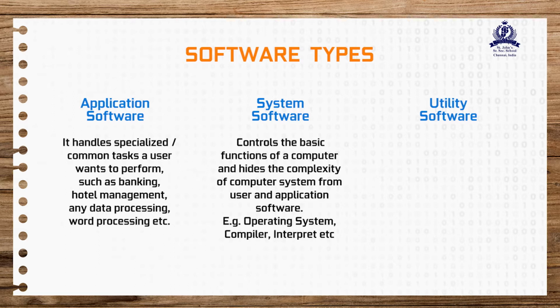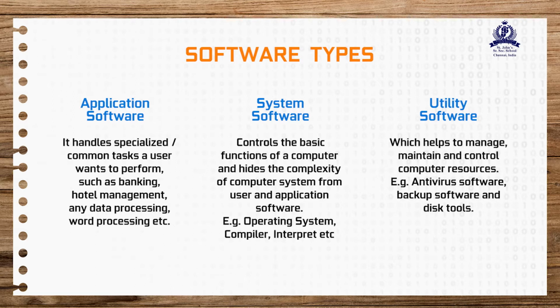System software controls the functions of a computer, the entire functions of a computer. It also hides the complexity of the computer system from the user and application software. If any complexity occurs between the user and application, it debugs or controls the entire operation and troubleshoots that process. An example is the operating system. Once you install an operating system, we can do anything in the system. Compiler and interpreter are different kinds of system software. So system software controls the basic functionality as well as hides the complexity of the computer system from the user and the software.